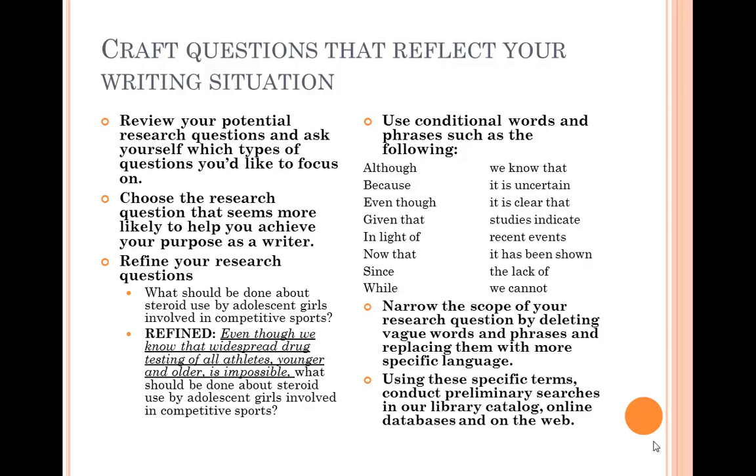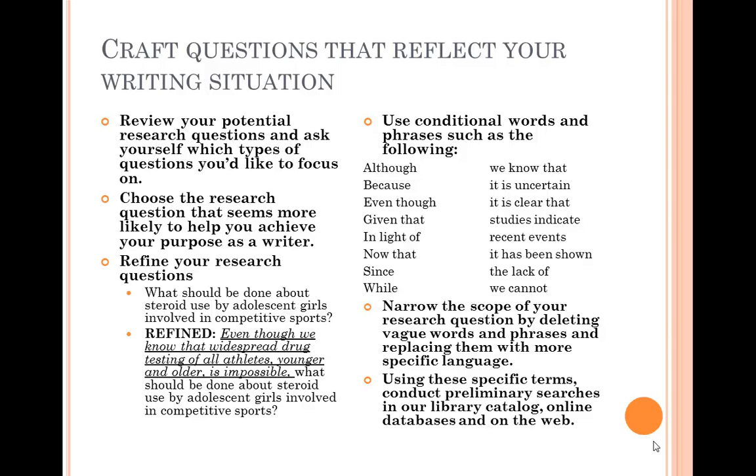Choose the research question that seems more likely to help you achieve your purpose as a writer. Refine your research questions. So, for example, if you had an original research question that said, what should be done about steroid use by adolescent girls involved in competitive sports? You could refine it by adding in the following information. Even though we know that widespread drug testing of all athletes younger and older is impossible, what should be done about steroid use by adolescent girls involved in competitive sports? You see how adding that in really adds in the condition of what you're looking at.